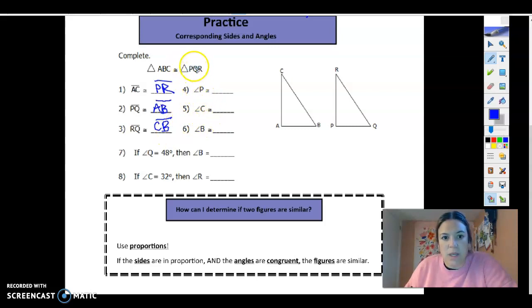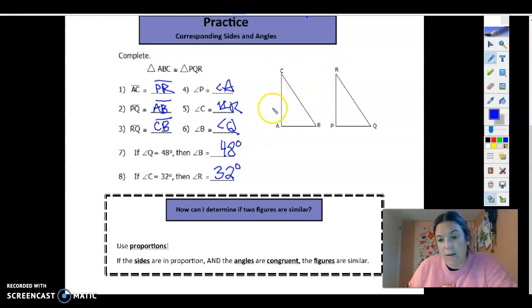Angles are the same, so P is the first one, it corresponds to angle A. And then C corresponds to R. And then B corresponds to Q. So if Q is 48 degrees, then what do we know B has to be? 48 degrees. Even if this figure was bigger, they have the same angle measures. If C is 32 degrees, then R is 32 degrees because they are corresponding, they're equal to each other.